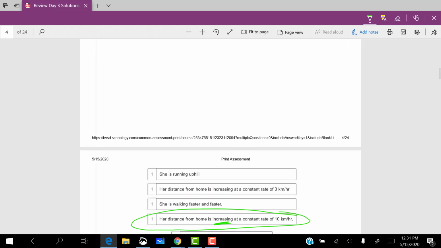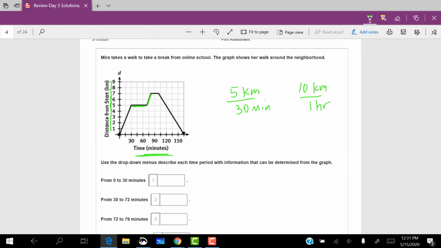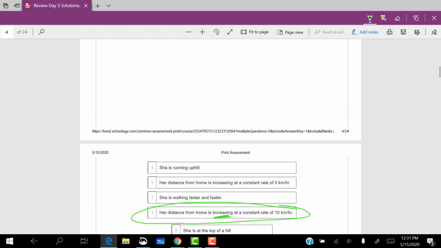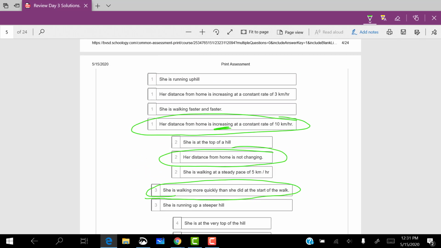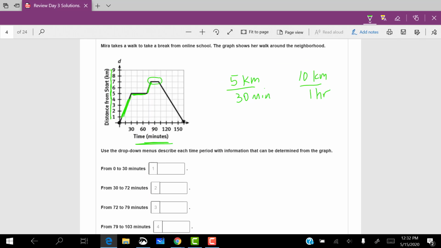Okay, look at this next part of the graph. Notice that it's steeper here than it is here. So that means that the distance is increasing faster, so she's walking faster. And I believe that was one of the choices you could have chosen. Yes, she's walking more quickly than she did at the start of the walk. Okay, the next part, and again, distance is not changing.